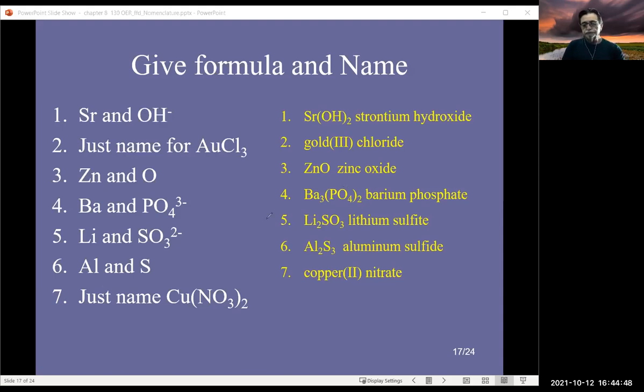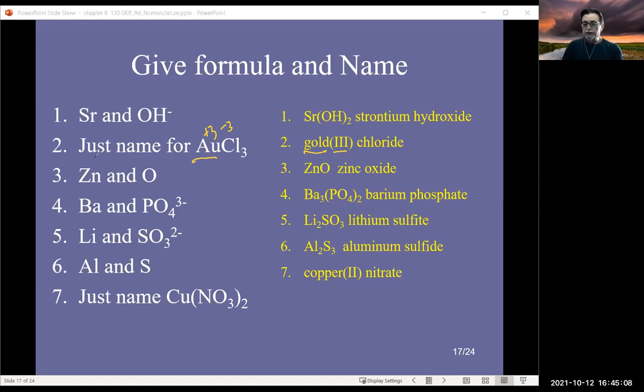Okay. The name for AuCl3, well, Au is gold. Okay. Each chloride is a -1. We have a total of -3. That means that gold in this state must be a +3. Hence, we use gold, Roman numeral 3 chloride.